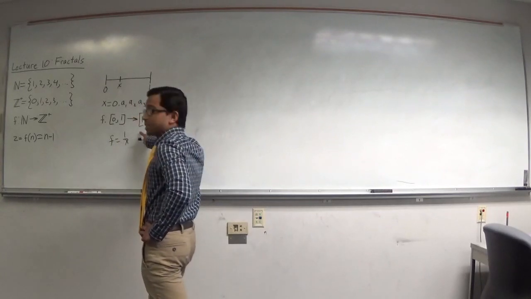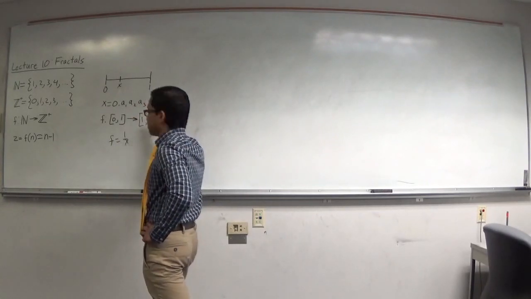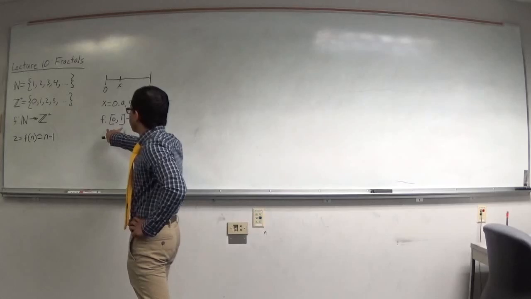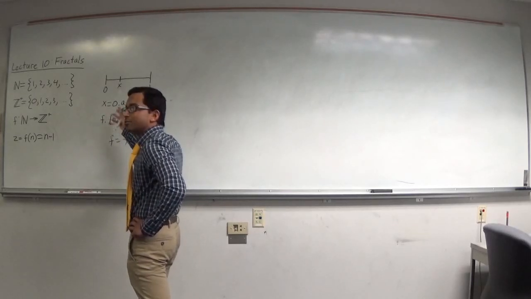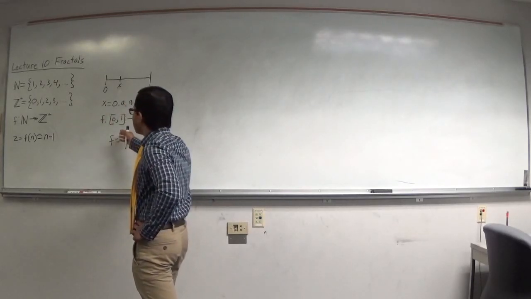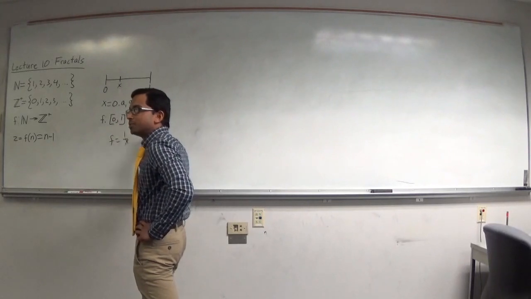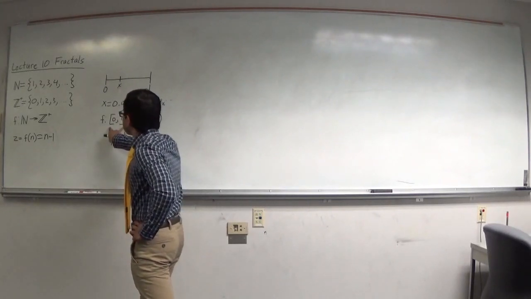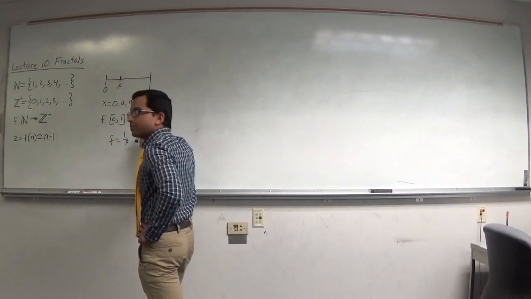But still, this seems like a very different set from this, right? Here you have numbers that are going off to infinity. Here you have numbers that are between 0 and 1. But still you can come up with a one-to-one correspondence between the two. So the cardinality of this is the same as the cardinality of this.